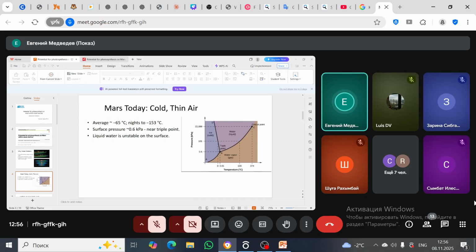So surface liquid is short-lived, and for life, minutes are not enough. So we need longer windows, and we need a repeatable niche. Surface tricks once looked like flows, and now most are explained without liquid water. So we go below the surface, inside the soil, inside the ice.